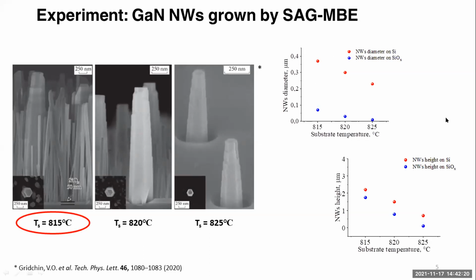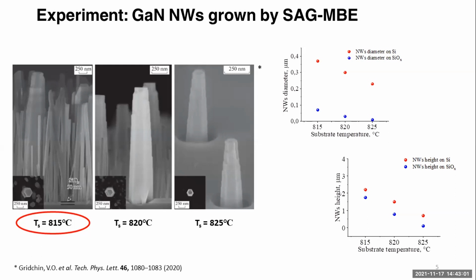The data on the graphs show that the heights and diameters of nanowires formed on silicon exceed the ones formed on silicon oxide, and with the increase of substrate temperature, the heights and the diameters of nanowires on both surfaces linearly decrease.